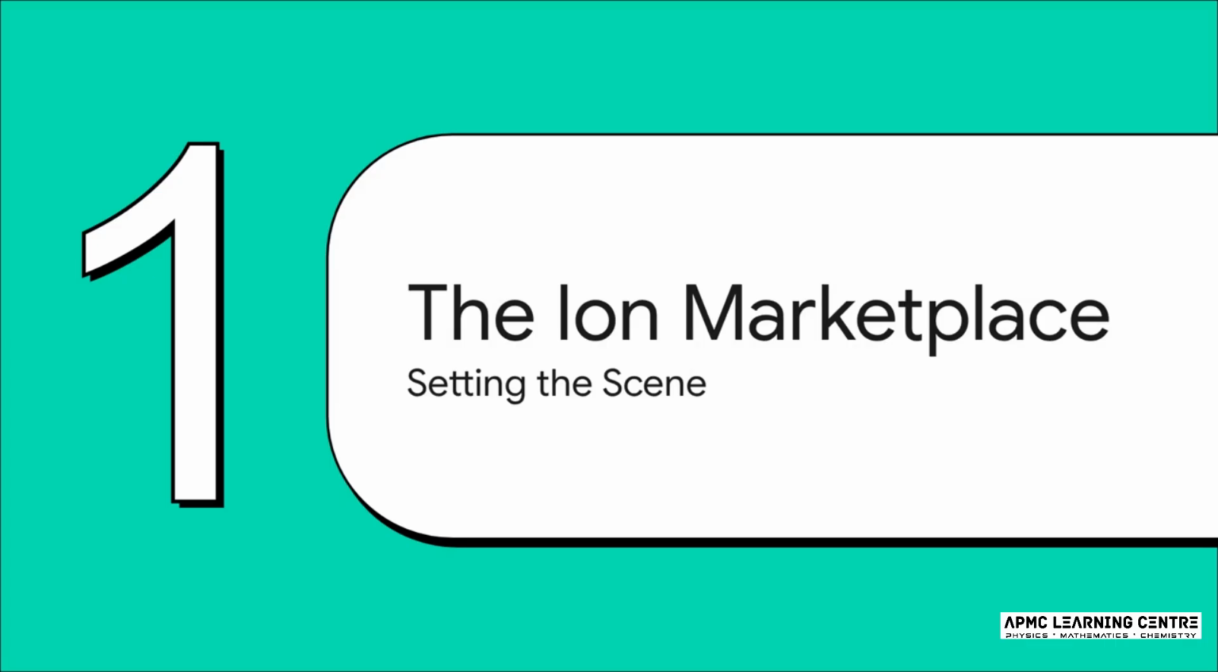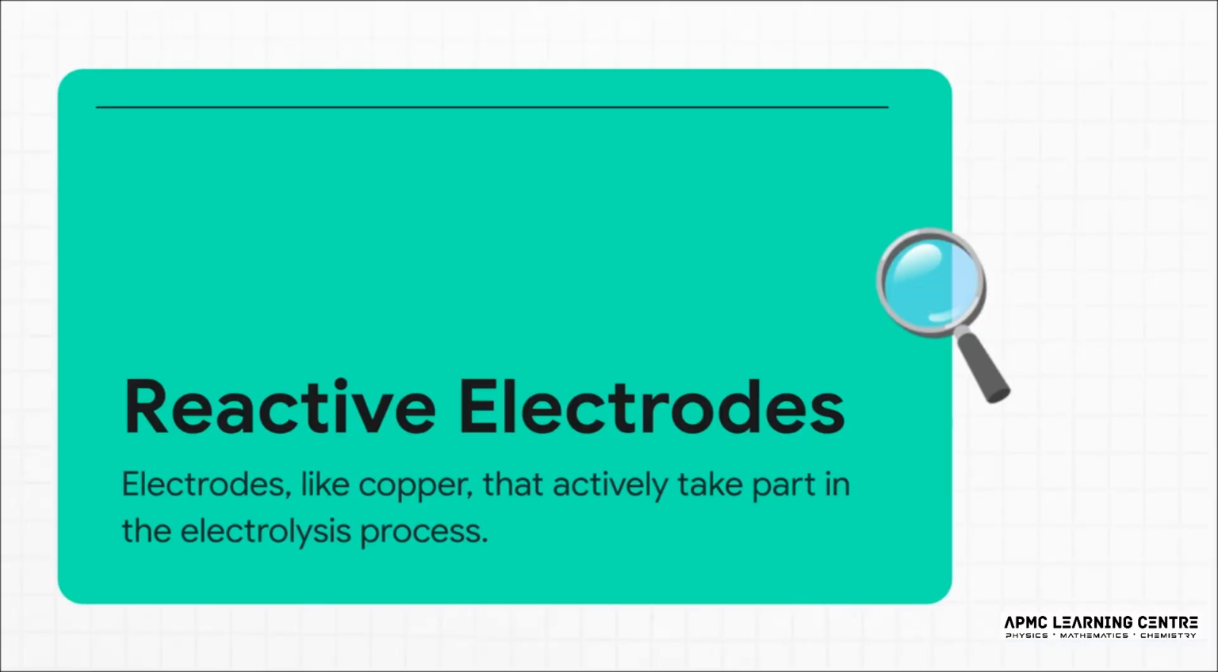Okay, so first things first, let's set the scene for Chip's big trip. I want you to picture not a boring old lab, but a bustling ion marketplace. It's basically an electrical circuit dunked in a special solution where atoms are literally bought and sold. Now, the real stars of this show are what we call reactive electrodes. See, unlike your typical electrodes that are just there to conduct electricity, these guys, in our case, 2 pieces of copper, they get right into the action. They are active, willing participants in the chemical reaction itself.